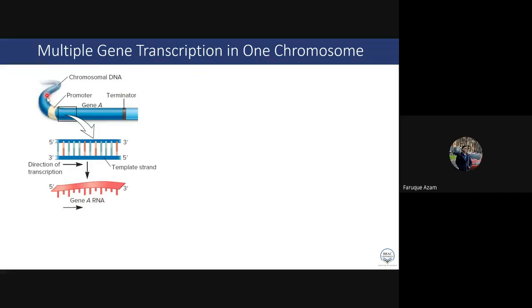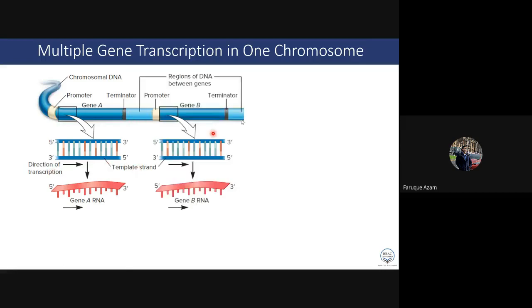If that's the chromosome and gene A, the first gene, is this one, the RNA polymerase, like the DNA polymerase, travels in this direction, the 3 to 5 direction. So the transcription is rightward. If the template strand is this one, the RNA polymerase will go from left to right, 3 to 5 prime.